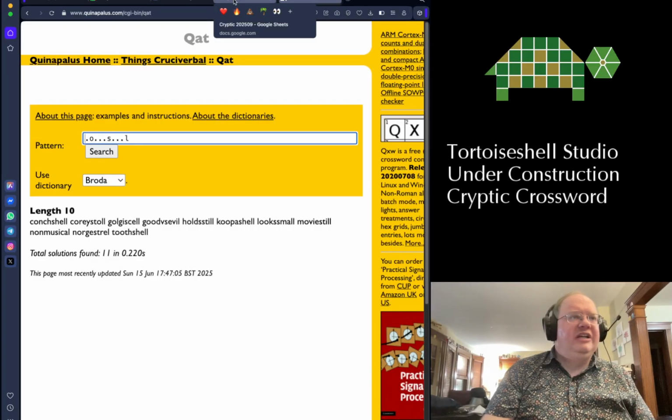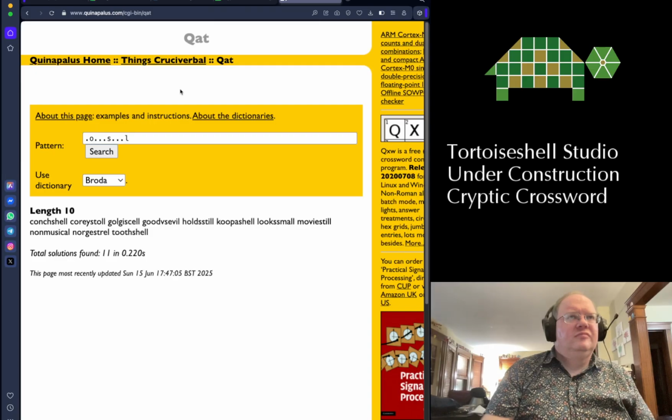Movie still. Oh no, we can't have movie still. Still, we already have M. Koopa shell. Problem is, there's only one good sense for Koopa shell, and it's just hard to define without being blatant.